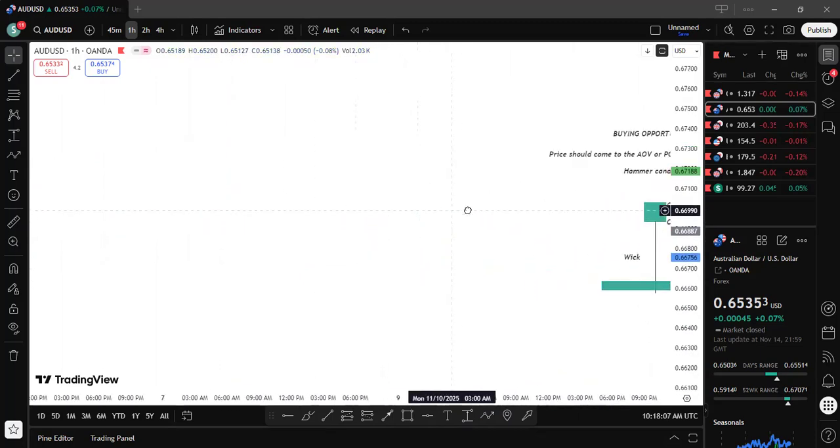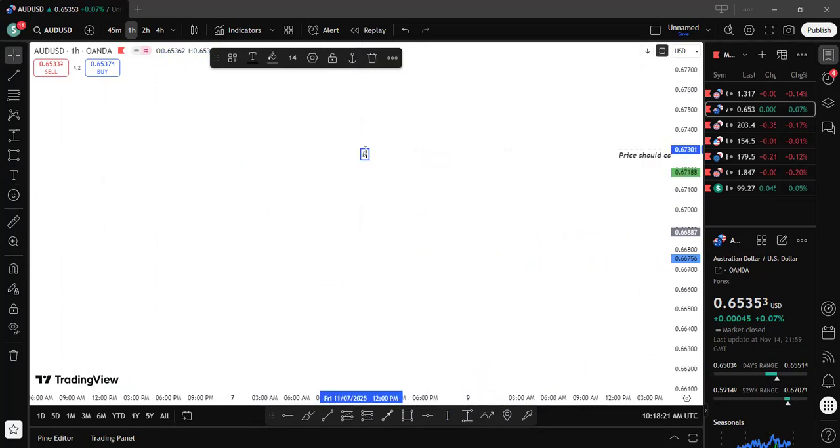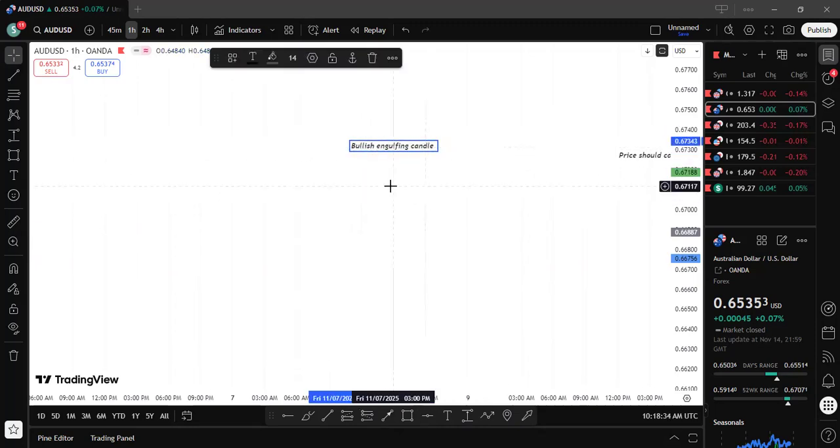So let's just move on. Then we have another candle. So that's the story of a hammer. After this, we go back to the chart to apply it to a real market condition. We have another candle called a bullish engulfing candle. This is also another good confirmation you need to know.